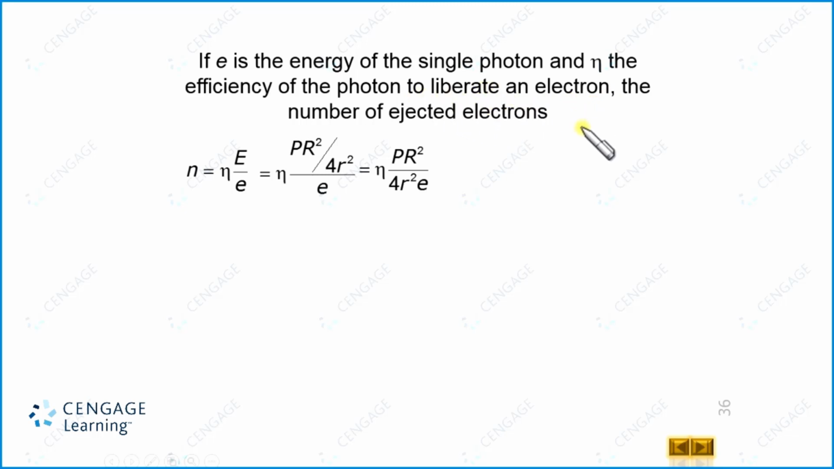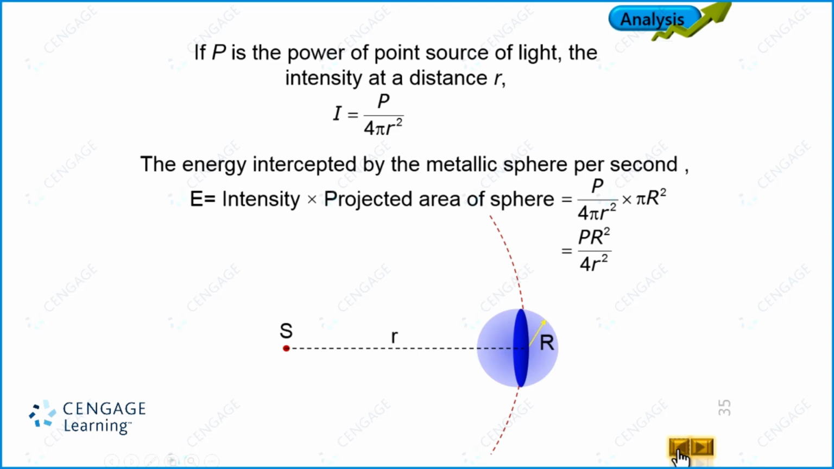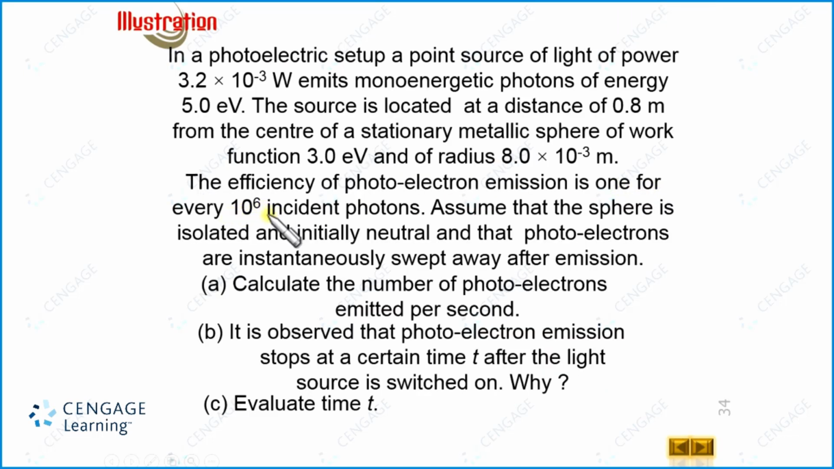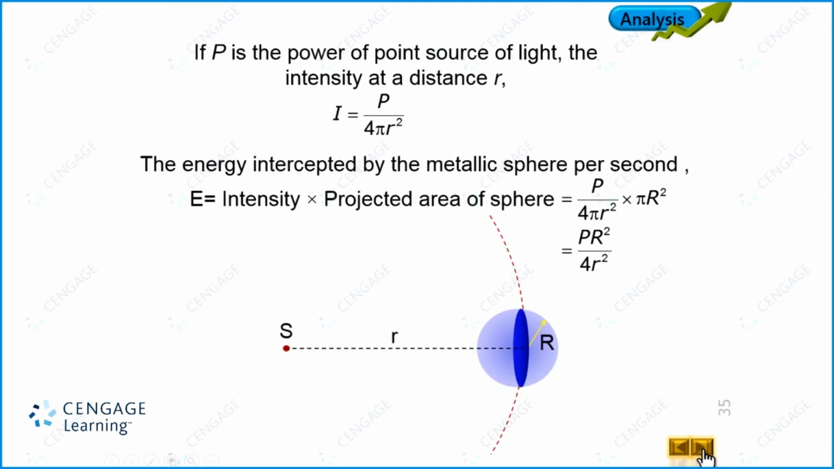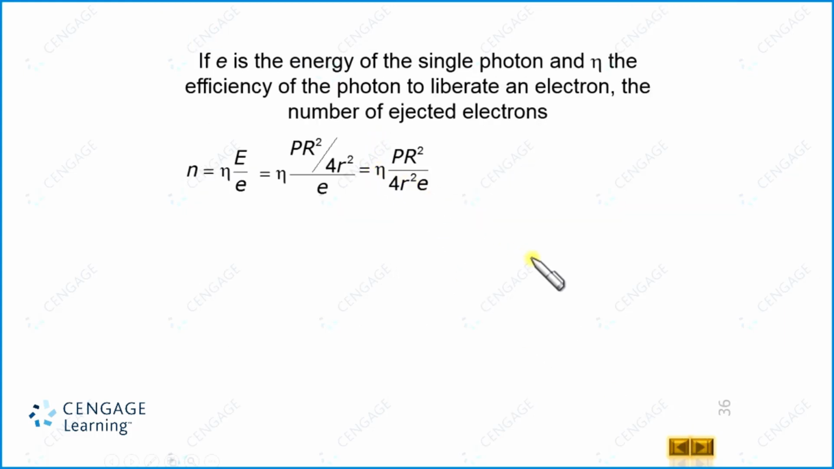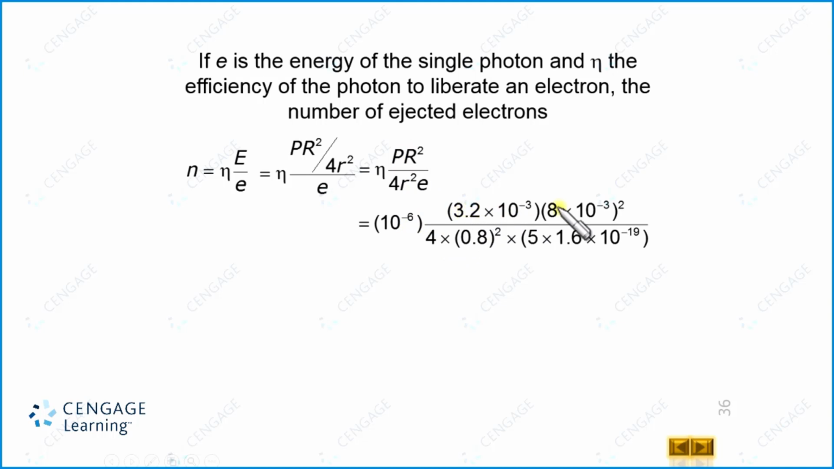Now we know this value. This is 10 to the power minus 6, because we are given 1 for every 10 to the power 6 incident photons. That means 1 photon is responsible for 10 to the power minus 6 electron. So we have the efficiency value eta equal to 10 to the power minus 6. We can substitute the value. After calculation, we will get 10 to the power 5 electrons per second. We got the answer for the first part.